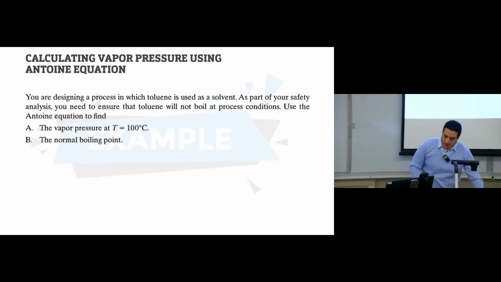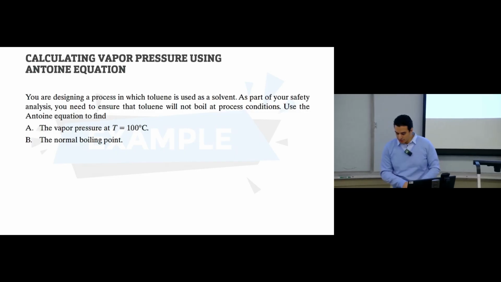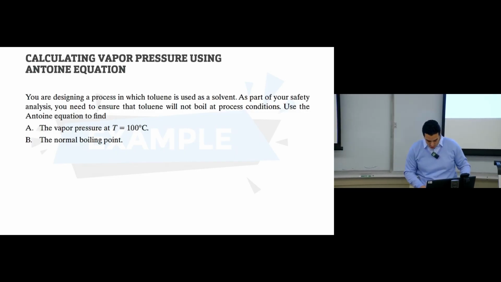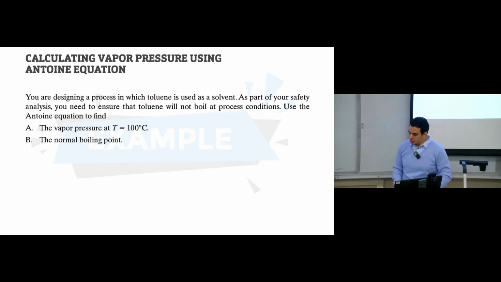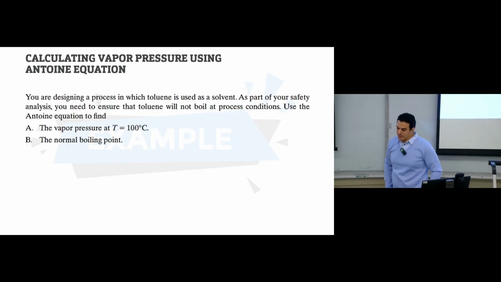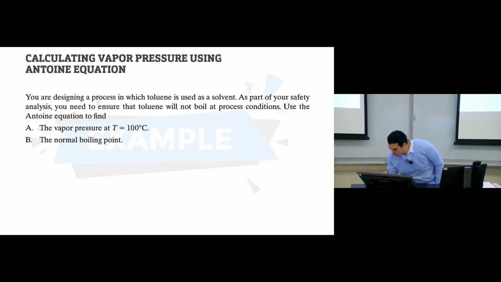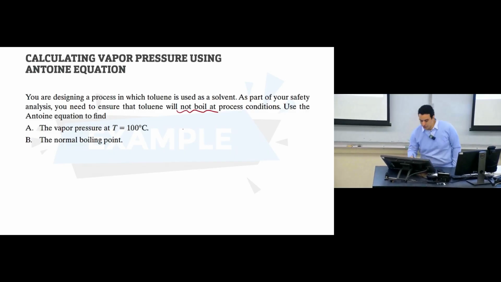So let's see an example. This example says we need to calculate vapor pressure using the Antoine equation. We are designing a process in which toluene is used as a solvent. As part of safety analysis, we need to calculate the saturation pressure, because this pressure will help us know the value at which boiling will change for this process.